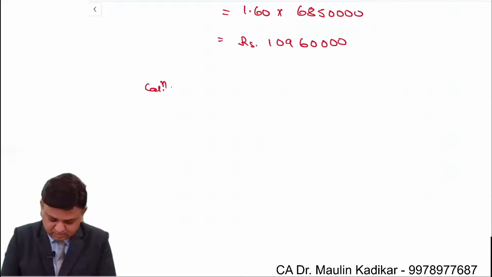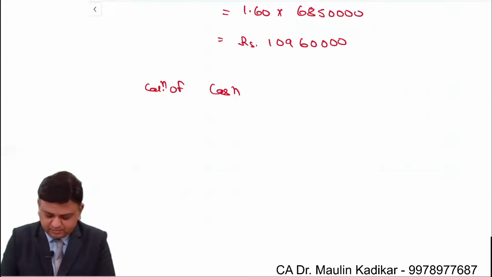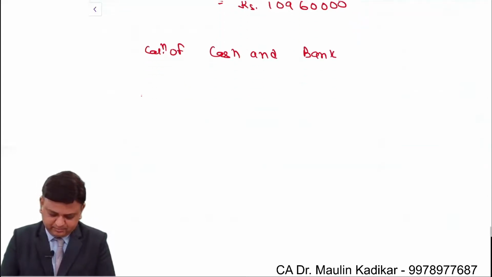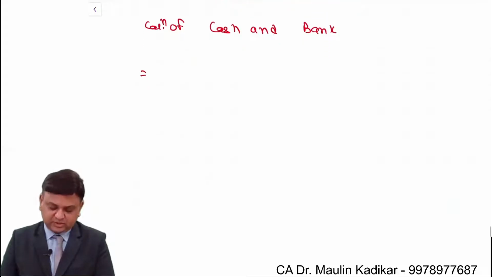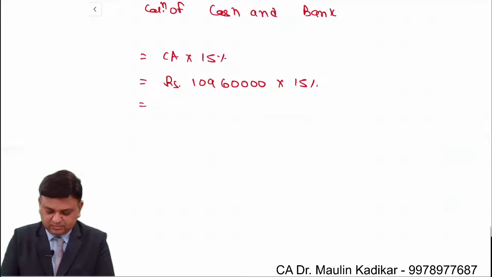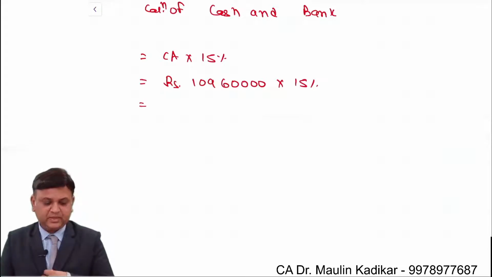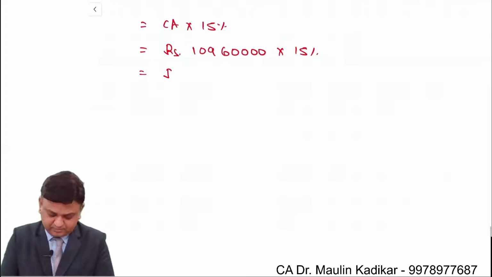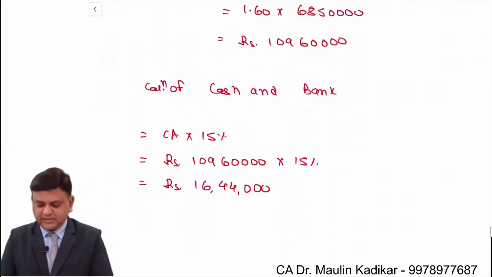Next, calculation of cash and bank. It is 15% of the total current assets. So current assets 1,09,60,000 into 15% gives 16,44,000. Please write down this answer.